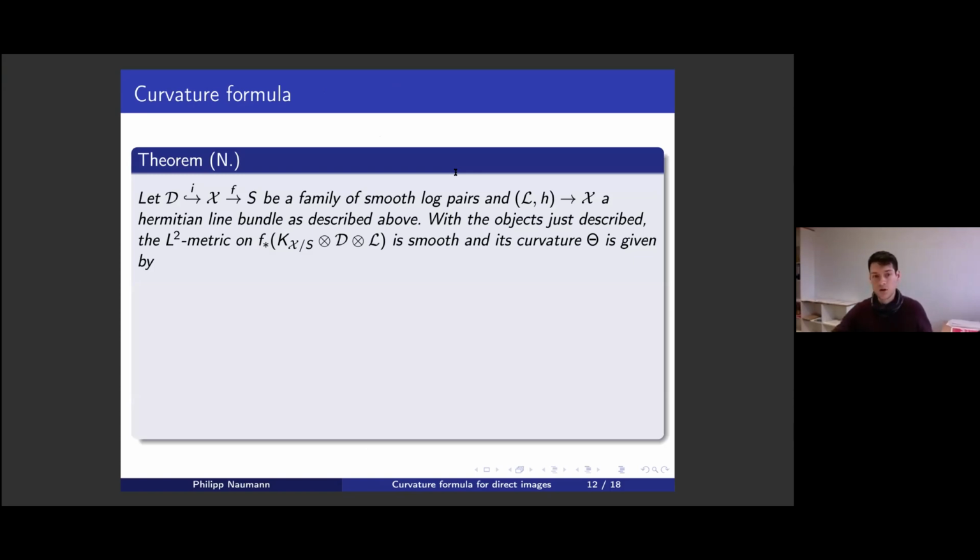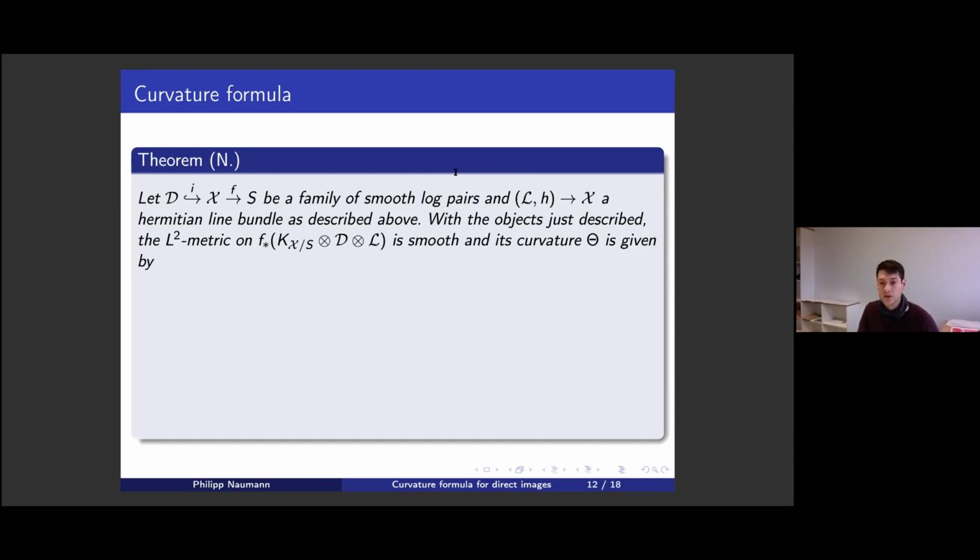Now, given our family of smooth log pairs and this Hermitian line bundle L, as described above, so that its inverse has Poincaré type singularities, in other words H has Poincaré type zeros, I consider the curvature theta of this L2 metric I just described on this direct image here. And what is the curvature?